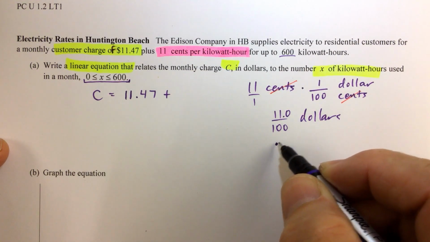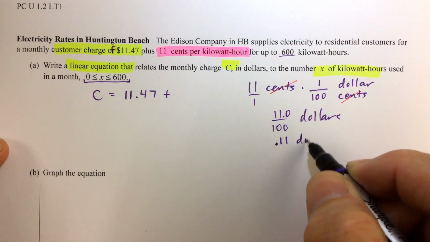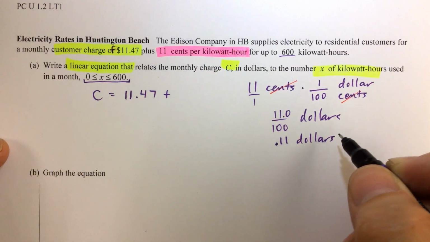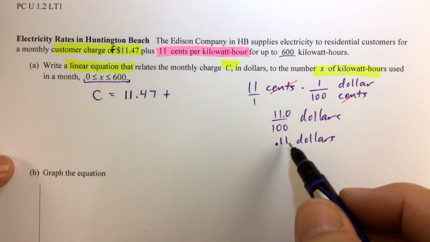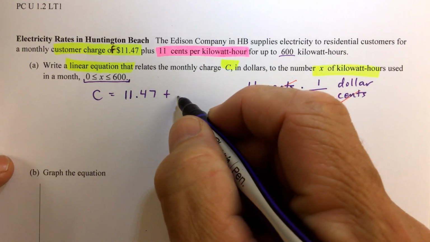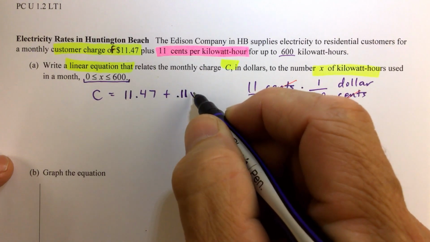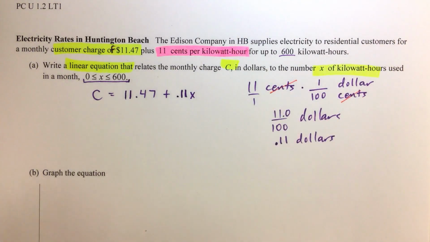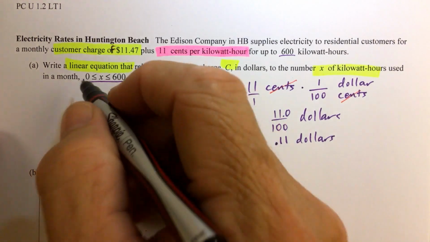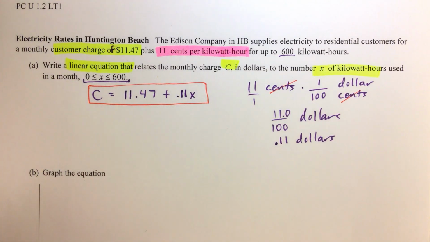So what we really have is 11 over 100, which can be written as 0.11 dollars, and maybe we already knew that anyway. Now that we have the cents written as dollars, we can write 0.11 times x, where x represents the number of kilowatt hours used, and that would be our total charge for that one month for the electricity from Huntington Beach.